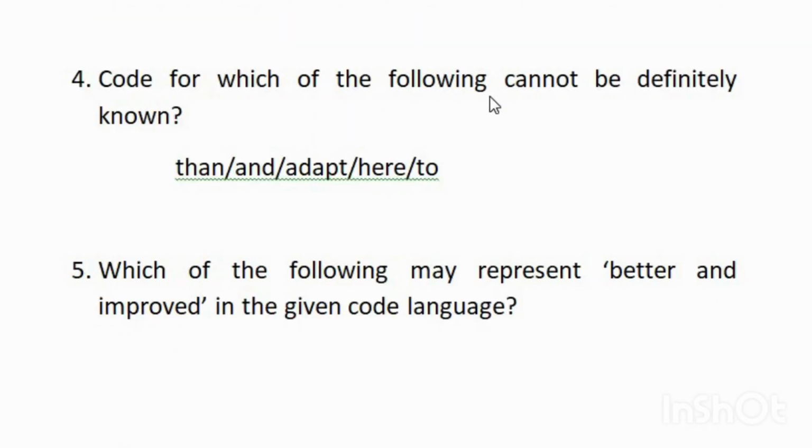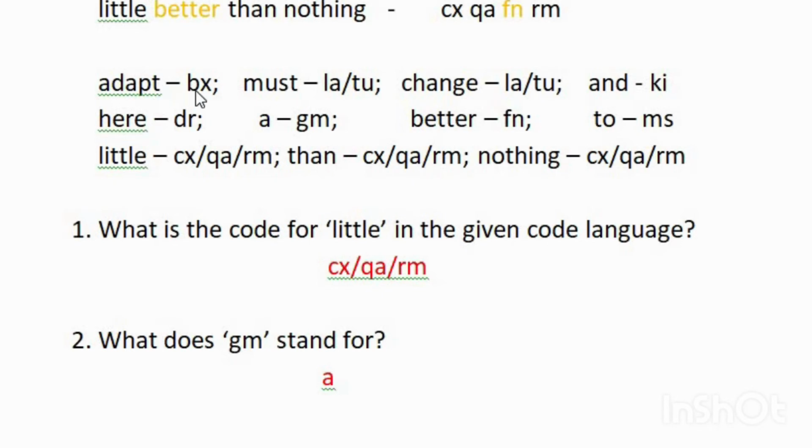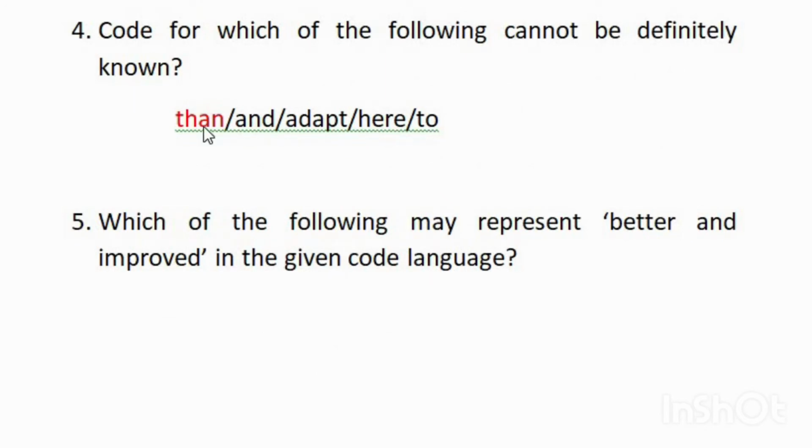Next question, code for which of the following cannot be definitely known? Than, and, adapt, here, to. For adapt it is BX. Definitely we know the code. So the definite code for here it is DR. That is also we know. And the exact code for and is KI. The exact code for to is MS. But in case of than, we don't know the exact code. It is either CX or QA or RM. We do not know the actual code. So the code for the word than is not definitely known.